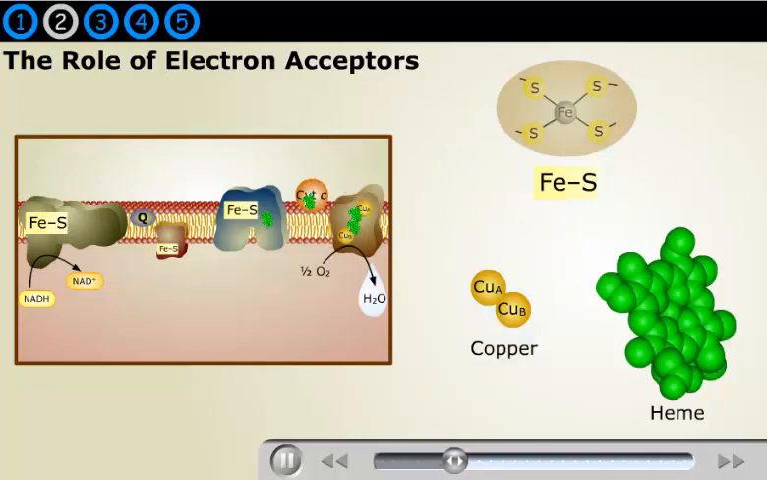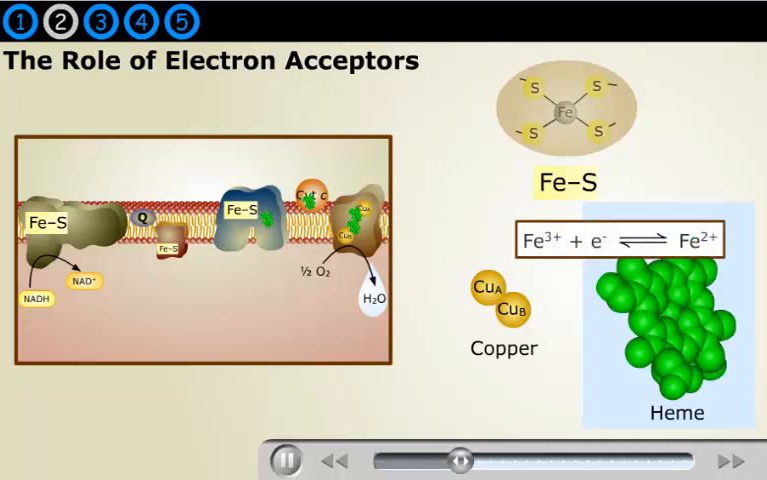Like hemoglobin and catalase, cytochromes contain a heme group. Heme groups have iron centers. The heme iron is converted from iron plus 2 to iron plus 3. Iron plus 2 has 1 more electron than iron plus 3.